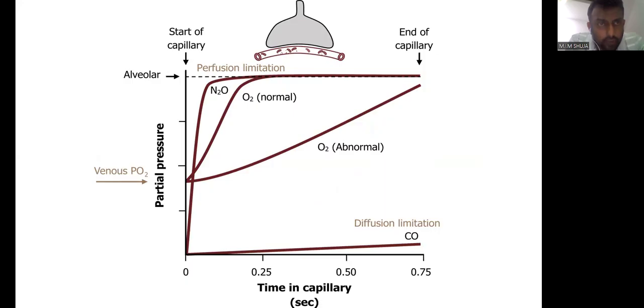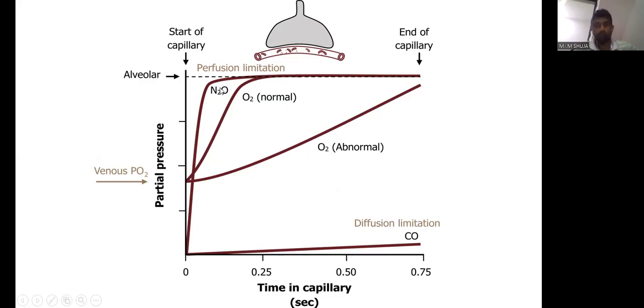I hope you understood that. Go through this picture. Carbon monoxide is diffusion limited. Even though the blood takes 0.75 seconds to cross the capillary, it cannot come to an equilibrium with the gas in the alveoli. So the pressure is still low.